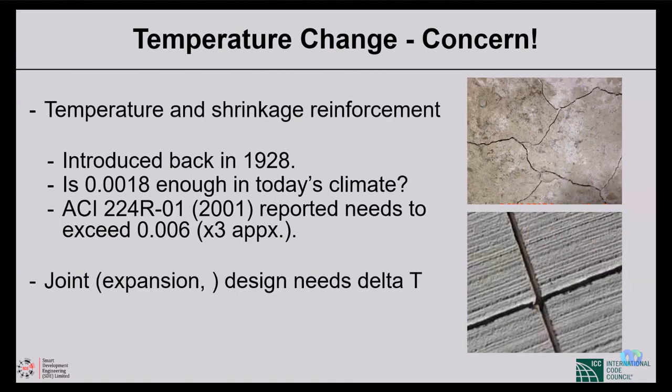As Dr. Hassan explained to you earlier, the temperature rise is going too fast, and it will be rising in the future. And also, SCI 2024 reported that it may need to exceed 0.006, which is approximately 3 times higher than we are doing now. And about joint practices like expansion joints and construction joints, these things are also important for this temperature change, and we need to think about the delta T, the temperature change.